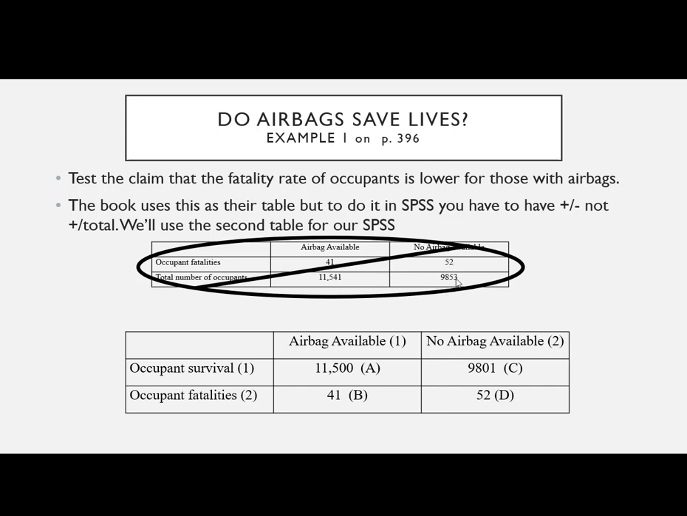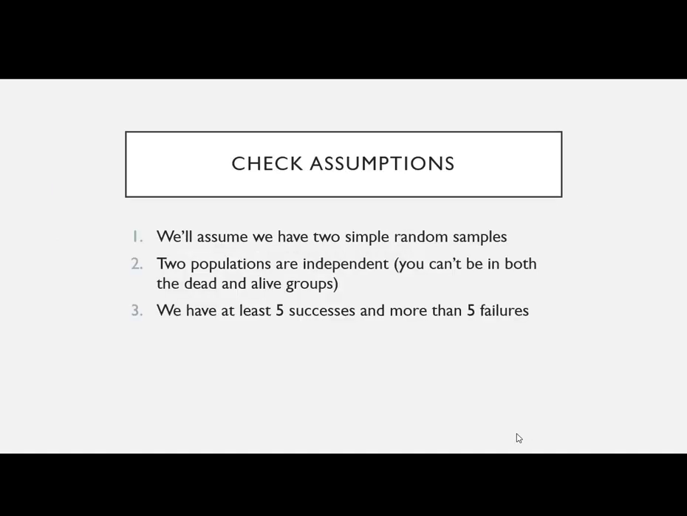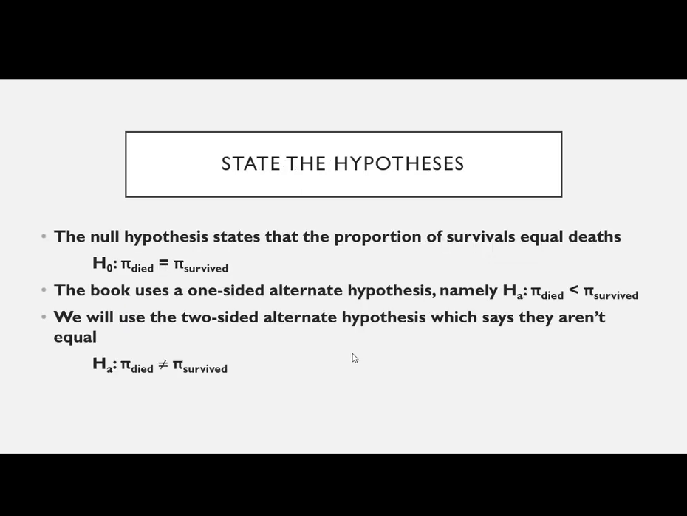You can see that they've added 52 to 9801 and they got 9853. We don't want it that way. We want it this way. Anyway, okay, we'll check our assumptions. We'll assume we have 2 simple random samples. We just say that. We have 2 populations that are independent. You can't be both alive and dead at the same time. And we have at least 5 successes and more than 5 failures.